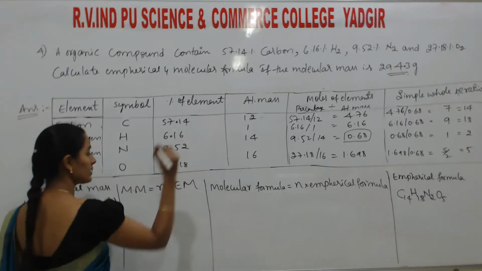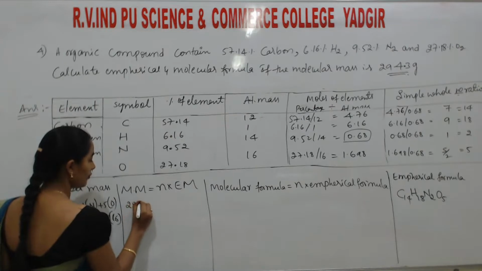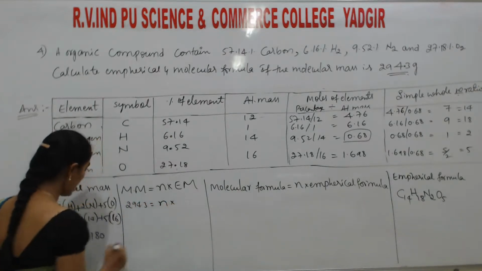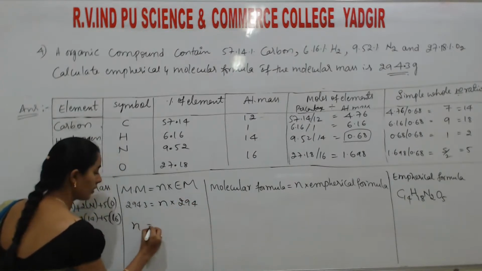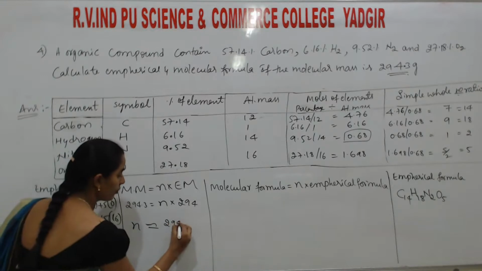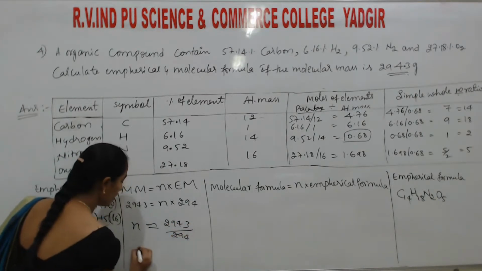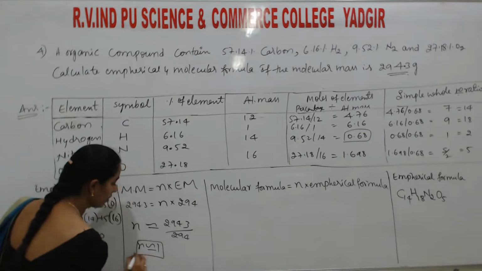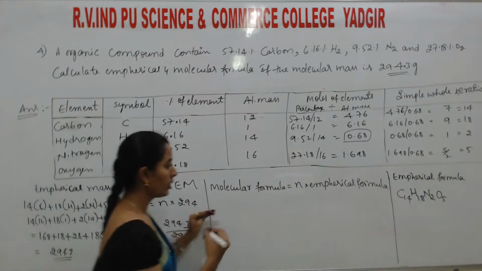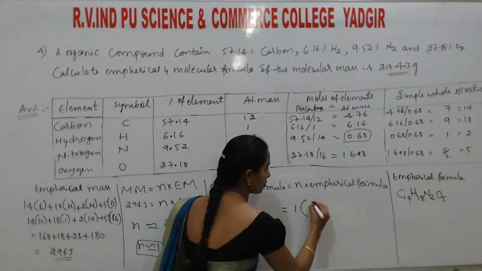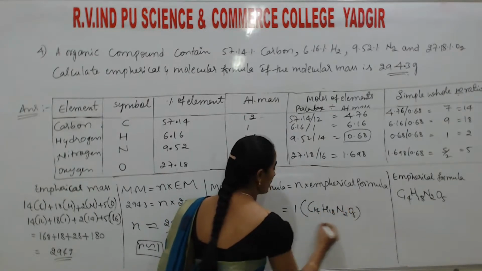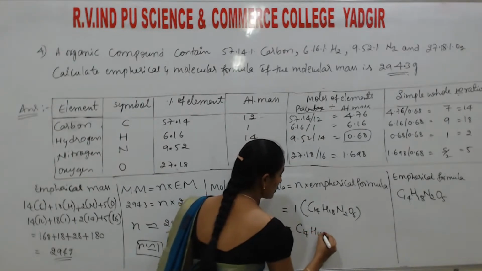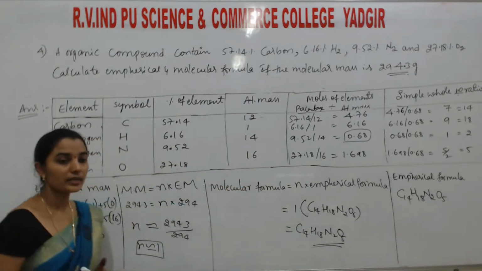Then the molecular mass is already given: 294.3 equals n into the empirical mass we calculated, that is 294. So the n value becomes approximately 294.3 divided by 294. That means n is approximately equal to 1. If n is equal to 1, then the molecular formula is 1 into C14H18N2O5. Both the molecular formula and empirical formula are the same.